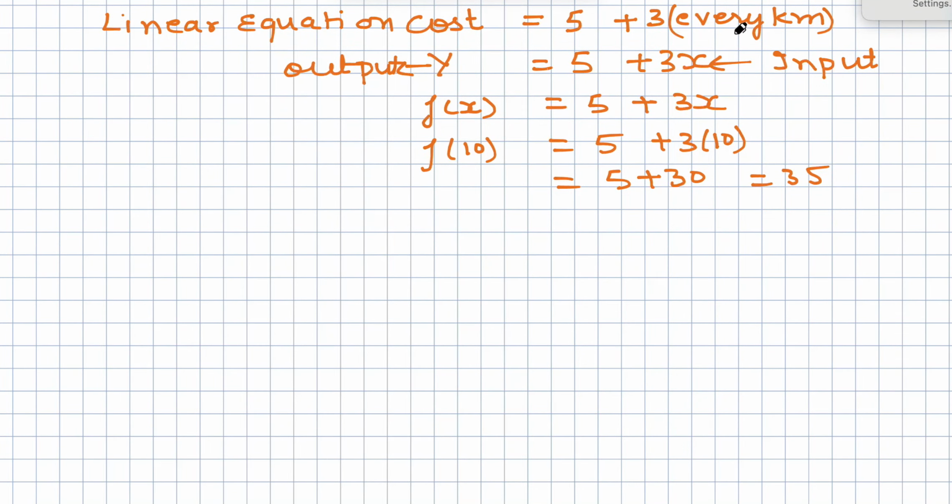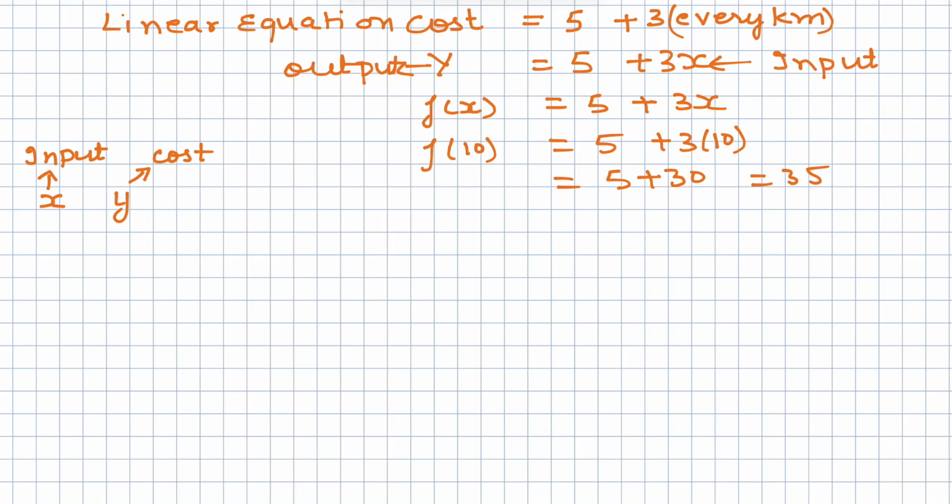Now because it's a linear equation, we are going to draw the graph of it. When we draw a graph, we have to write the coordinates x and y, where x is the input. In our story, this input is the number of kilometers she is going to travel, and y is the cost which she is going to pay depending upon how much she travels.